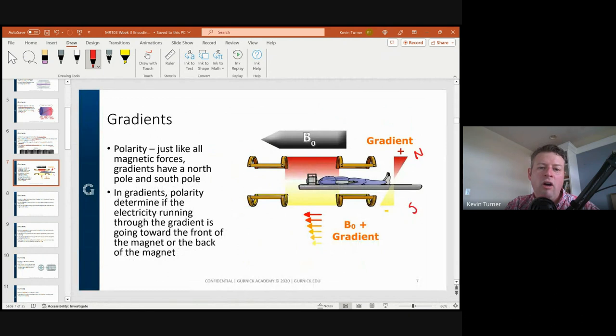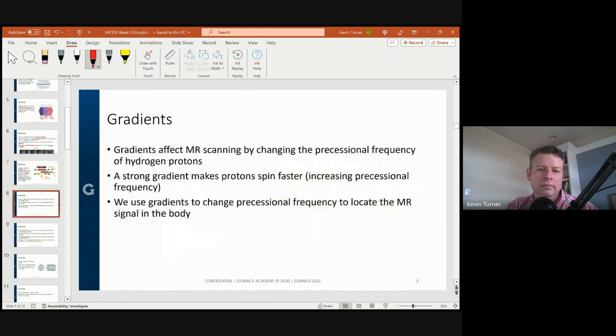So it's just like all magnetic forces, gradients have a north pole and a south pole. In gradients, polarity determines if the electricity running through the gradient is going towards the front of the magnet or the back of the magnet. Gradients affect MR scanning by changing the precessional frequency of hydrogen protons, right?